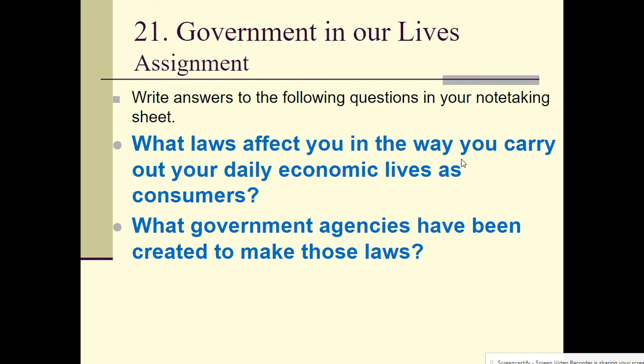All right, so this part here, how government affects our lives. What laws affect you in the way you carry out your daily economic lives as consumers? Try to find two. What government agencies have been created to make those laws? Take 2 minutes to try to find two answers for each question. Then go forward.